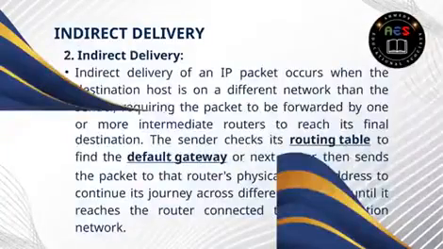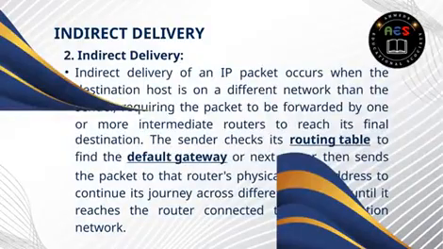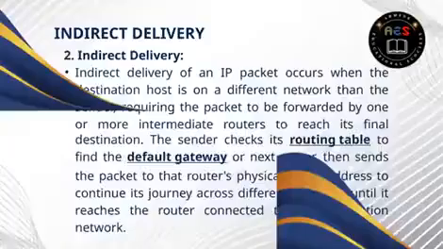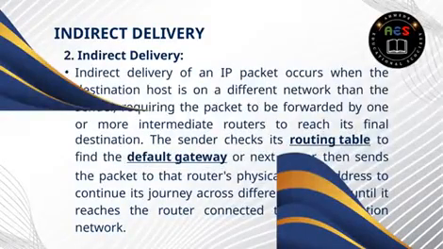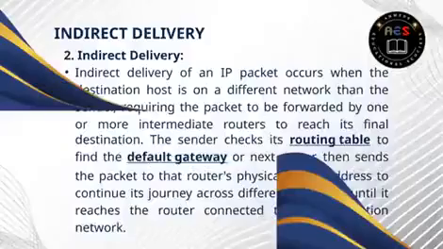Now let's talk about indirect delivery of an IP packet. When the destination host is on a different network than the sender, the packet can't go straight there. Instead, it needs to be forwarded through one or more intermediate routers. Essentially, the packet makes its way across multiple networks until it reaches its final destination.